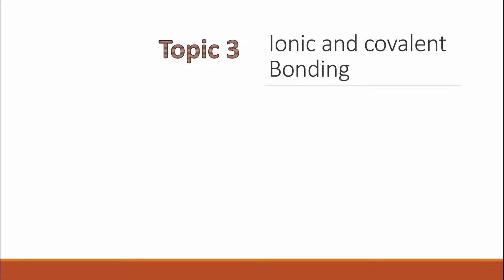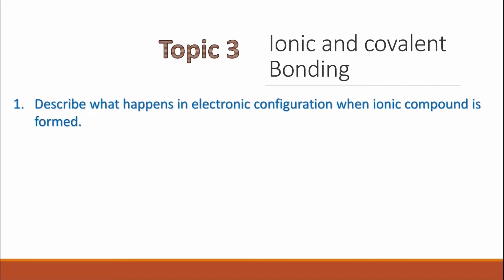Ionic and covalent bonding, this is a guaranteed question in your exam. The most common thing that they like to ask about in the exam is to describe what happens in the electronic configuration when an ionic compound is formed. Remember, when you answer this question, you need to refer to the metal losing electrons and the non-metal gaining electrons. They will form ions, and then you need to refer to the ratio between the metal and non-metal in the ionic compound.